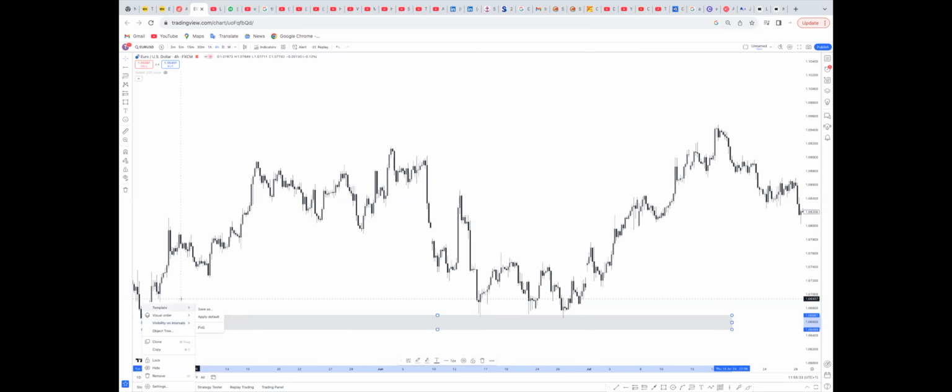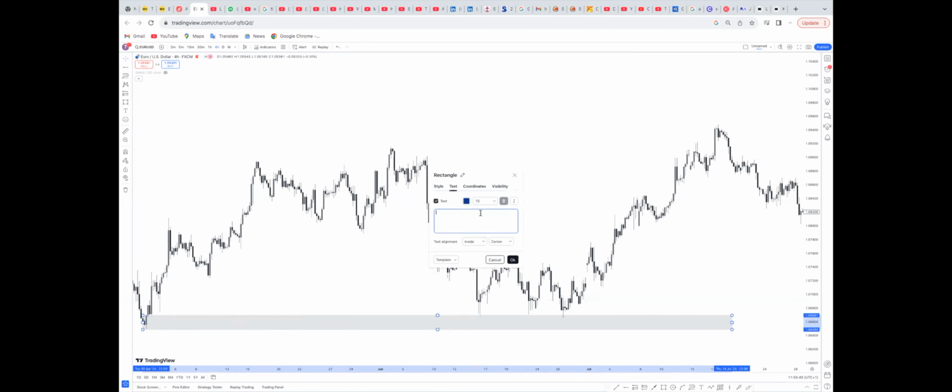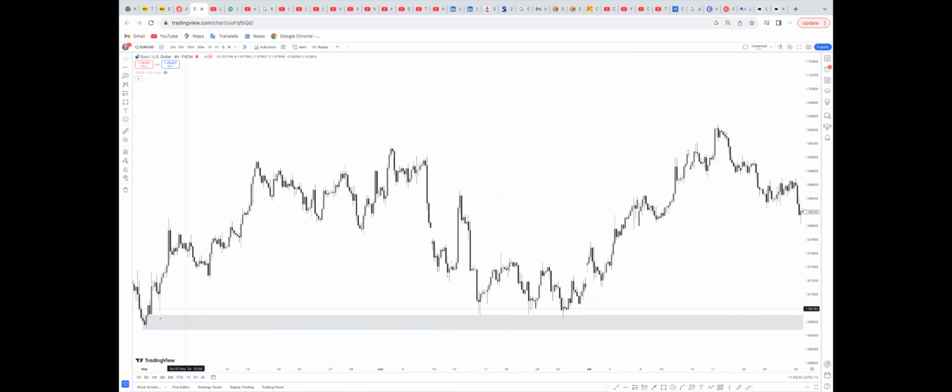Hold on, I need to do something. Sorry. Right, right. So this is our support zone, basically, right? Right here too is our support zone. Market bought from this level also, right?